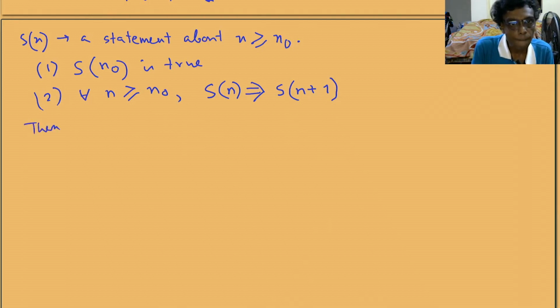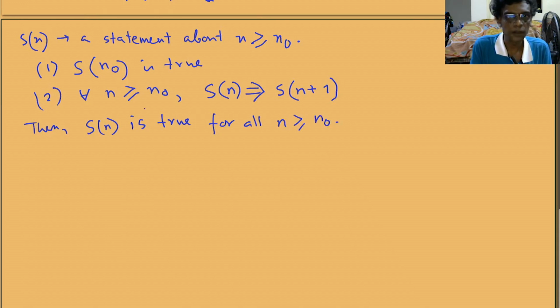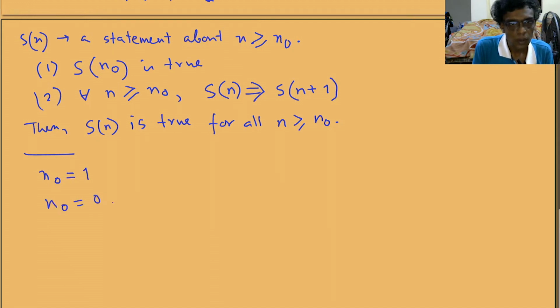Then Sn is true for all n greater than or equal to n0. Whatever happens before n0, that is not my concern in this statement. So earlier we had n0 equal to 1, but we may have n0 equal to 0, n0 equal to 2, n0 equal to 4, 100, all the things are possible. This is a slight generalization of the previous statement.